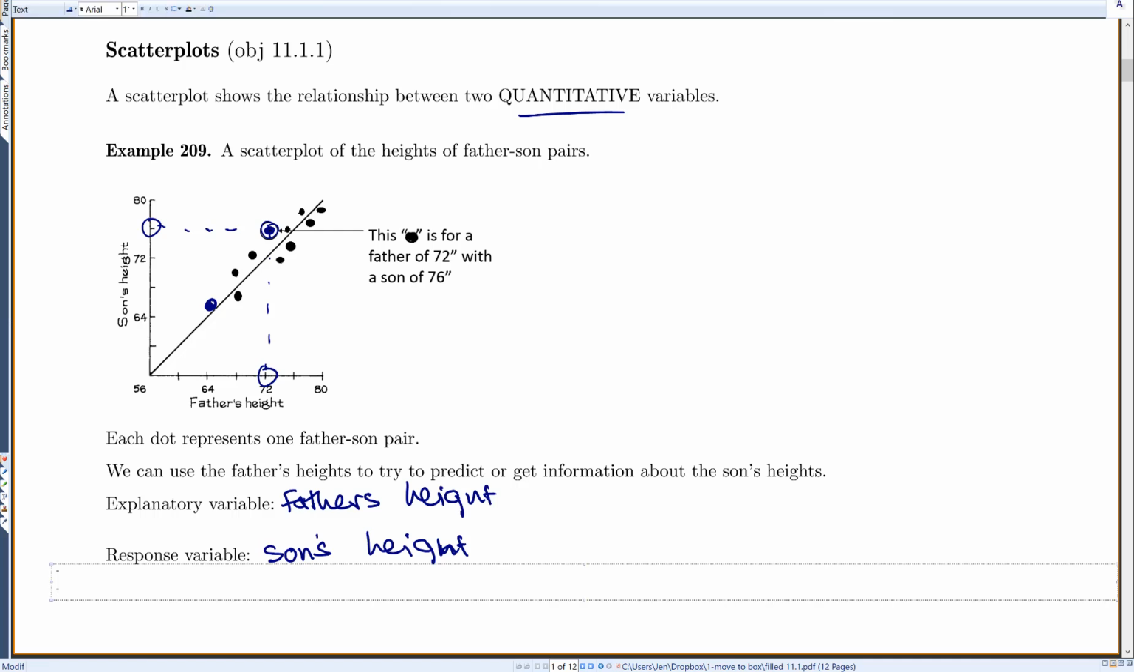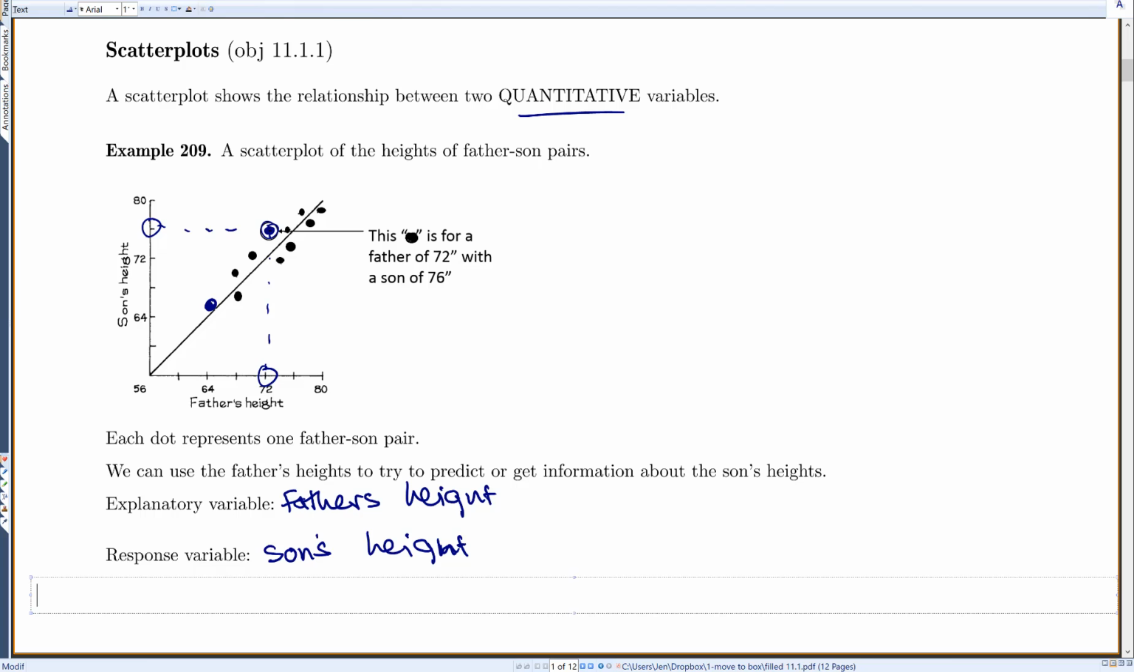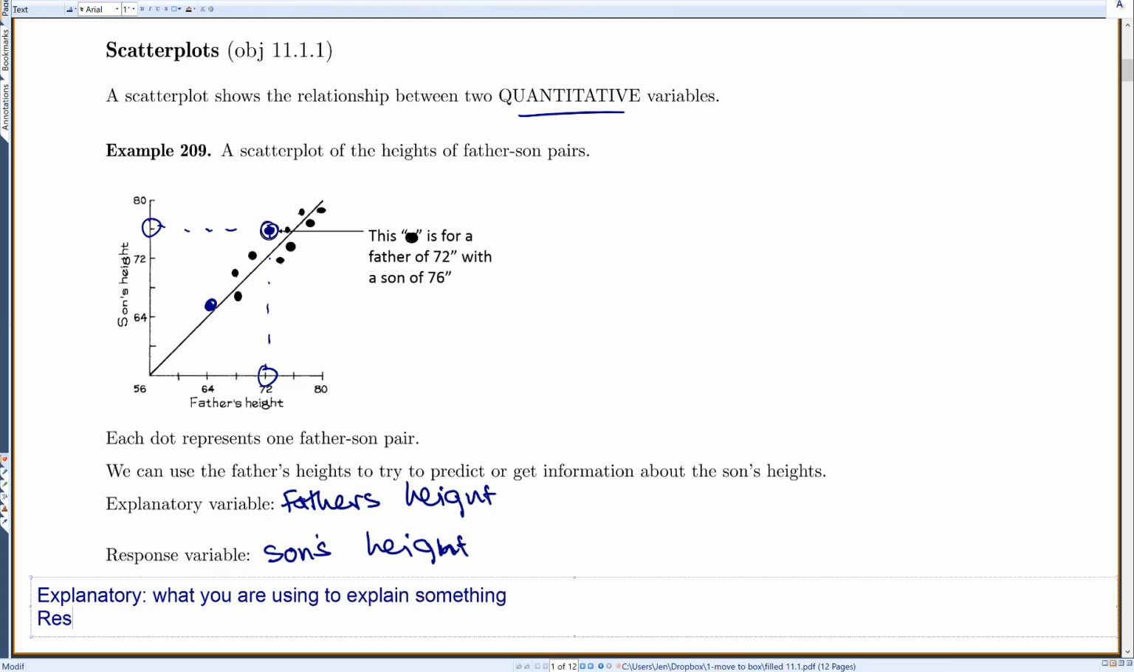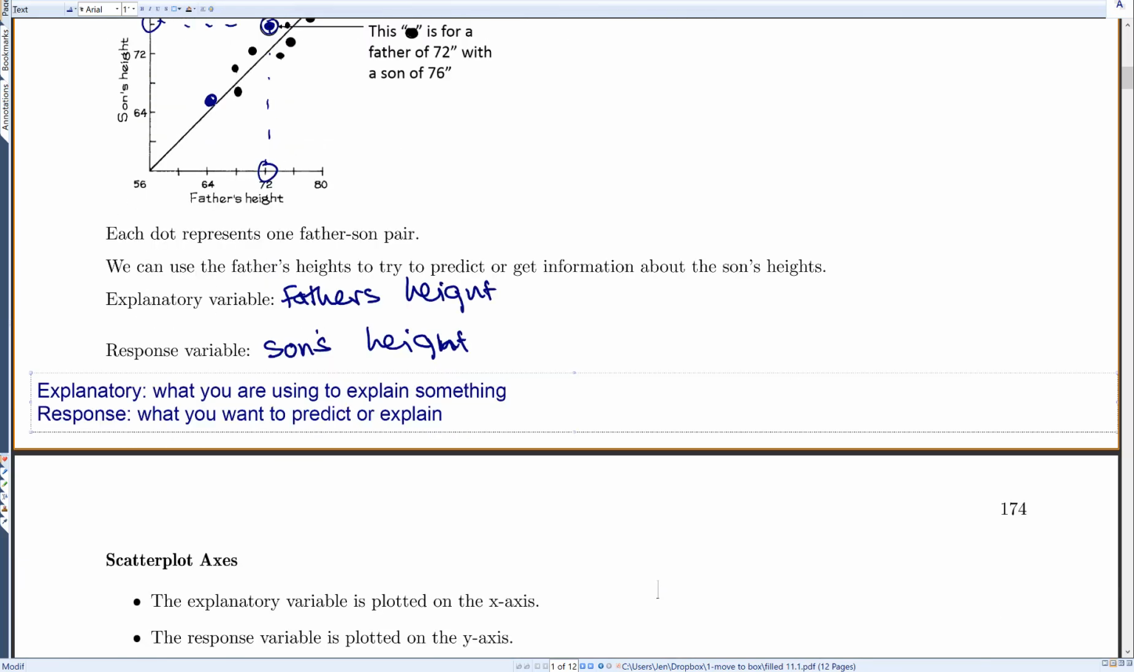Okay, so let's make ourselves a note about that. The explanatory is what you are using to explain something. The response is what you want to predict or explain. So we want to use the father's height to predict or explain the son's height.